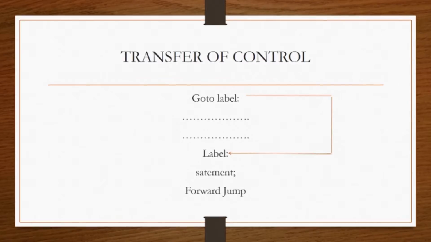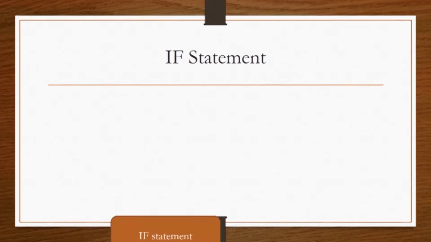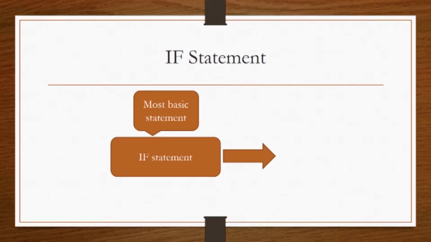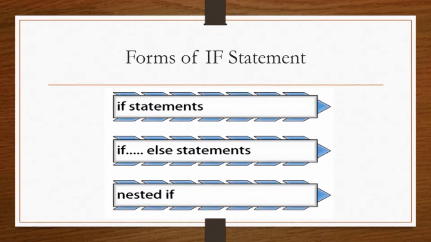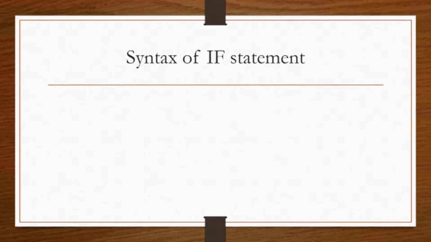First, let's discuss the if statement. The if statement is the most basic statement of decision making. It may be implemented in different forms depending on the complexity of conditions to be tested. The different forms are simple if statement, if-else statement, nested if-else statement. Most of the languages use if as a keyword to execute a set of commands when the condition evaluated is true.